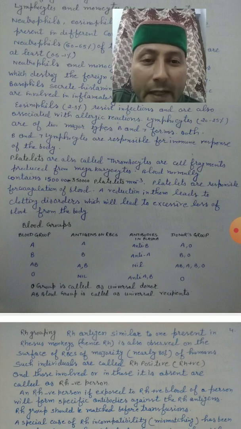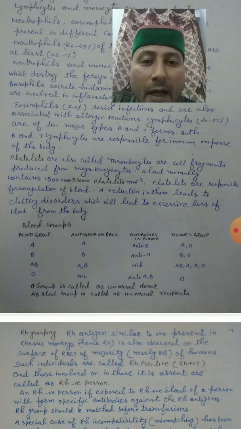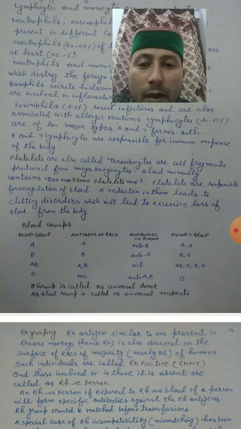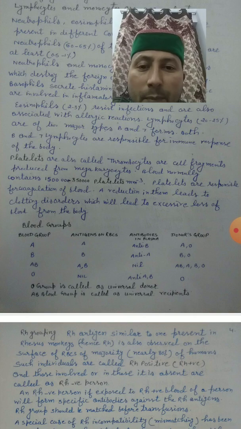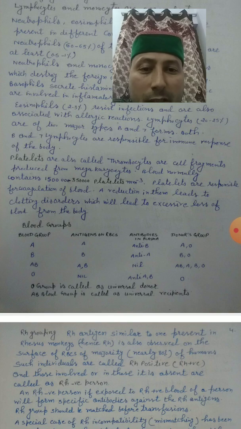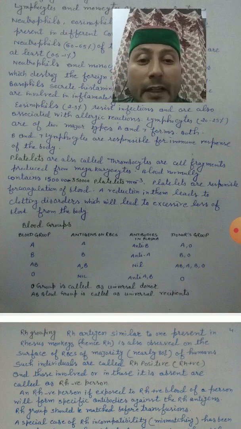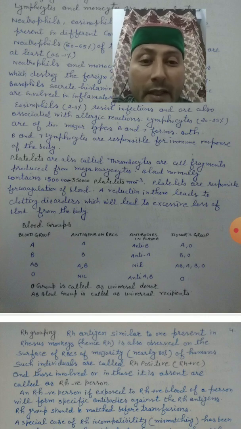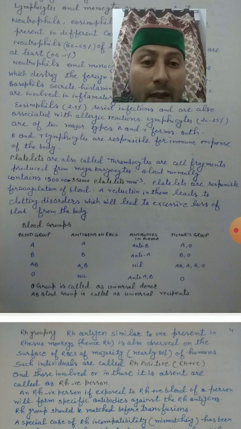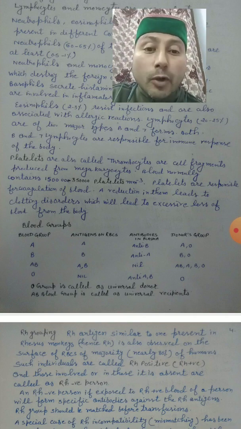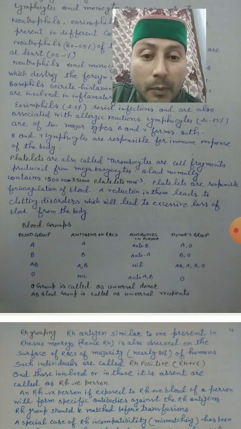They are called thrombocytes or cell fragments. They are produced from megakaryocytes. Blood normally contains 150,000 to 350,000 platelets per cubic millimeter. And when the platelet count decreases or increases, that can also show some infection in the body. Reduction leads to clotting disorder. If there is no platelet in the body, there will be no clotting. That will cause a lot of problems to the body.